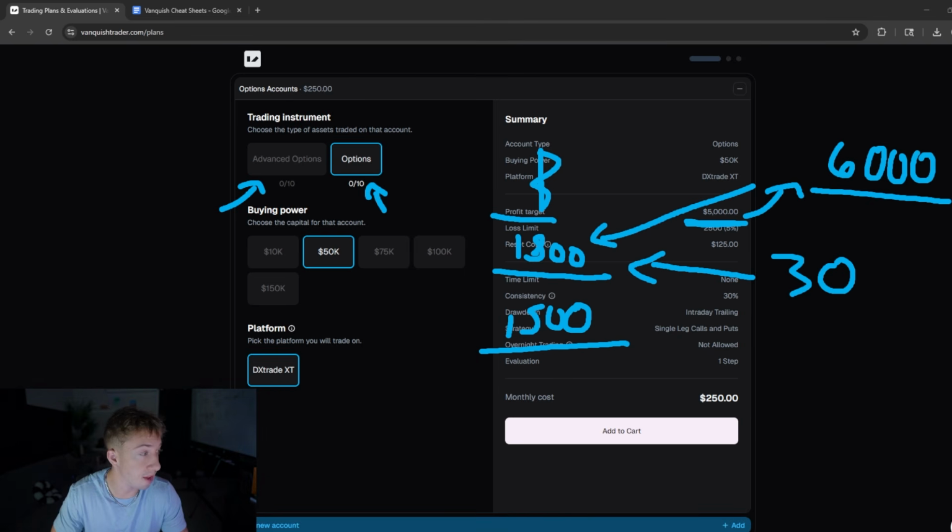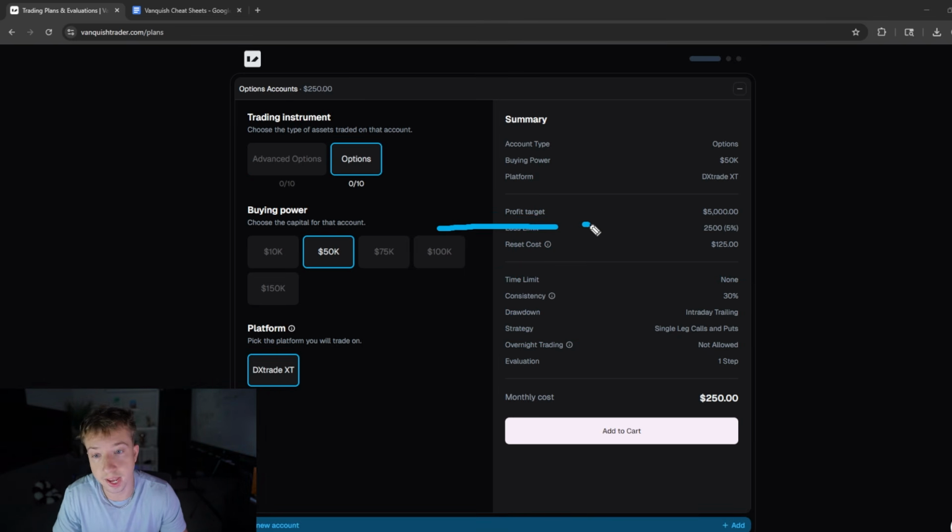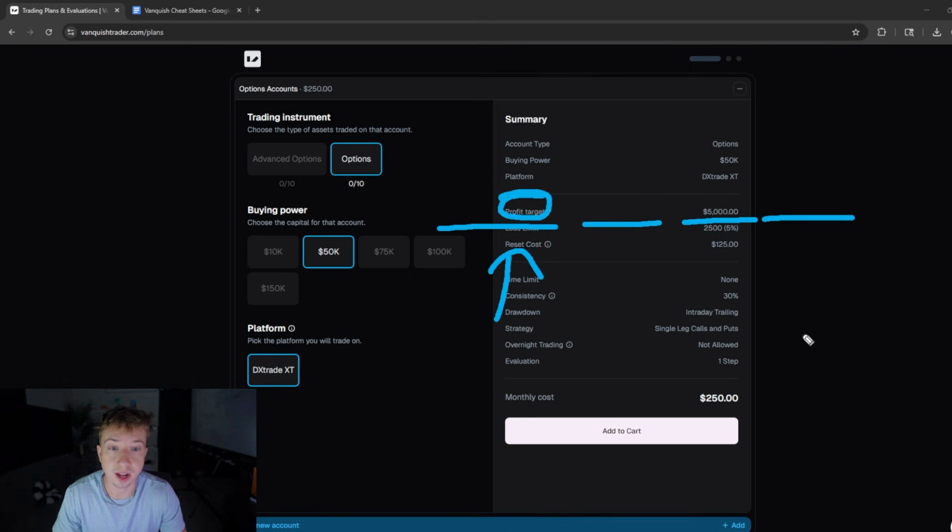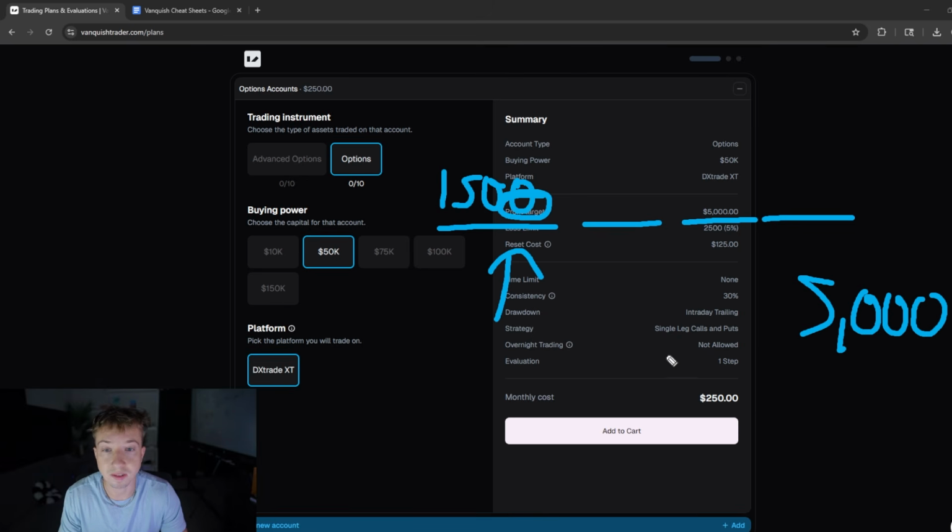Now, the way that the advanced one calculates it is per day. So I'm not allowed to make more than 30% of this profit target in a single day. So if I'm trying to get to $5,000, right, to pass this account, nothing above it, at most I want to make on a single day is $1,500 because that is 30% of that total P&L. Pretty easy, right?